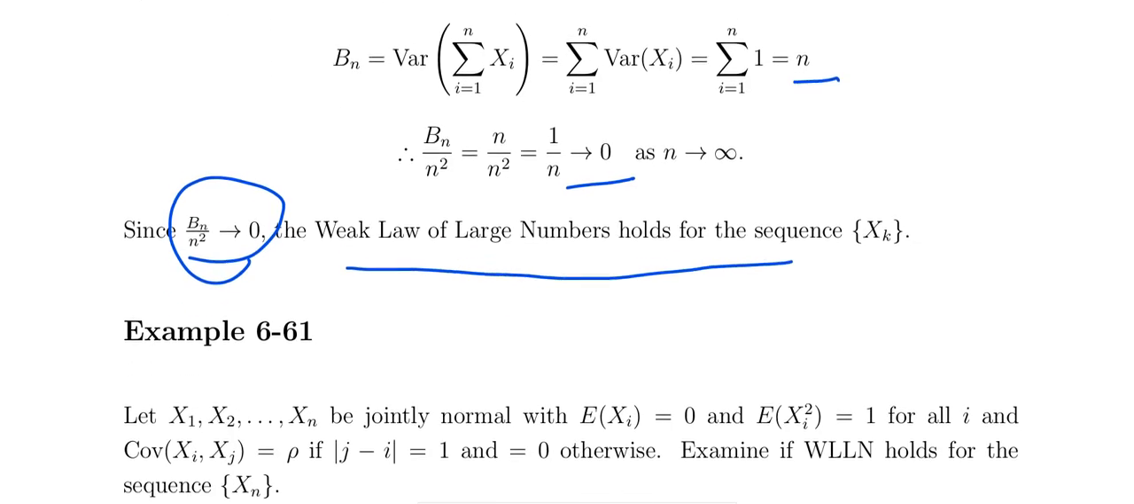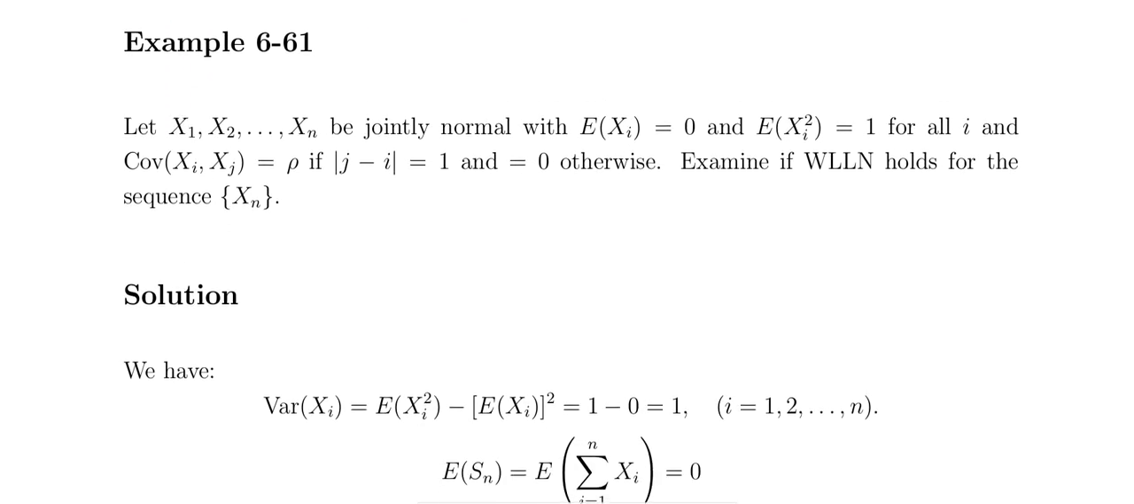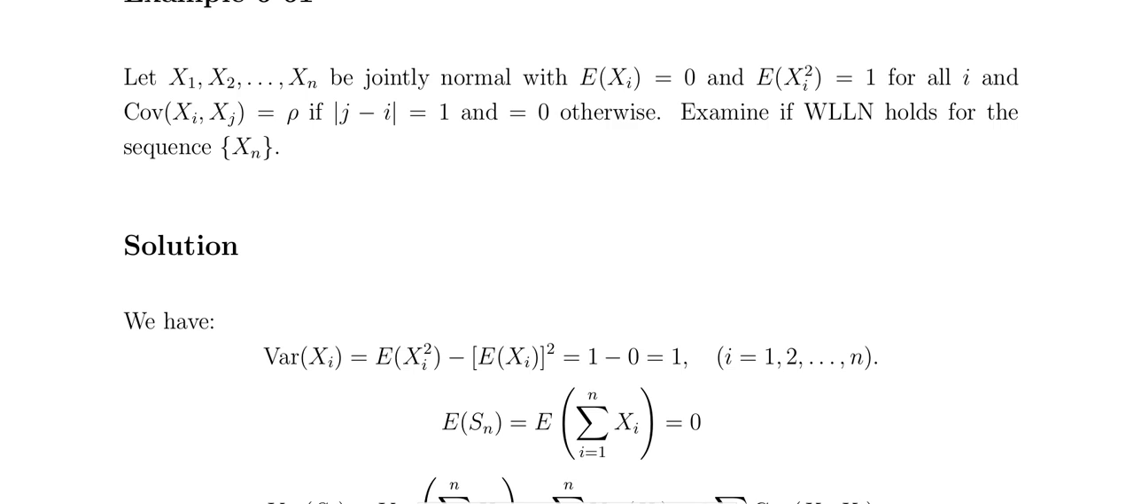Okay, and x1, x2, ..., xn are jointly normal with E of xi equal to 0, E of xi square equal to 1 for all i, and covariance of xi, xj equal to rho if mod of j minus i equals 1, and 0 otherwise. So if mod of j minus i equals 1, the covariance of xi, xj is equal to rho.